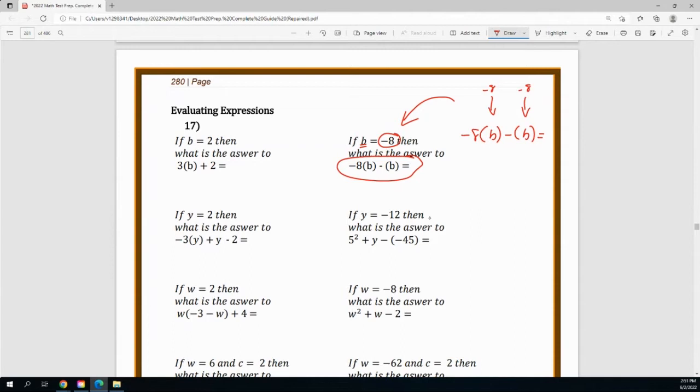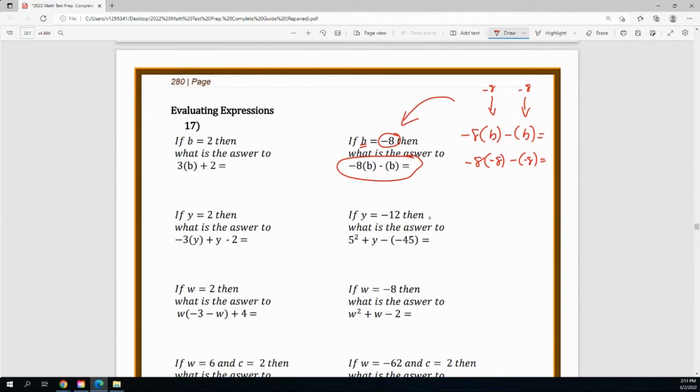So be very careful. I tell students usually to use their mouth, to talk, to say it as they do it. -8 times -8 minus -8 equals. That way it helps reiterate what they're seeing and what they're writing to try to at least give themselves more time to process.